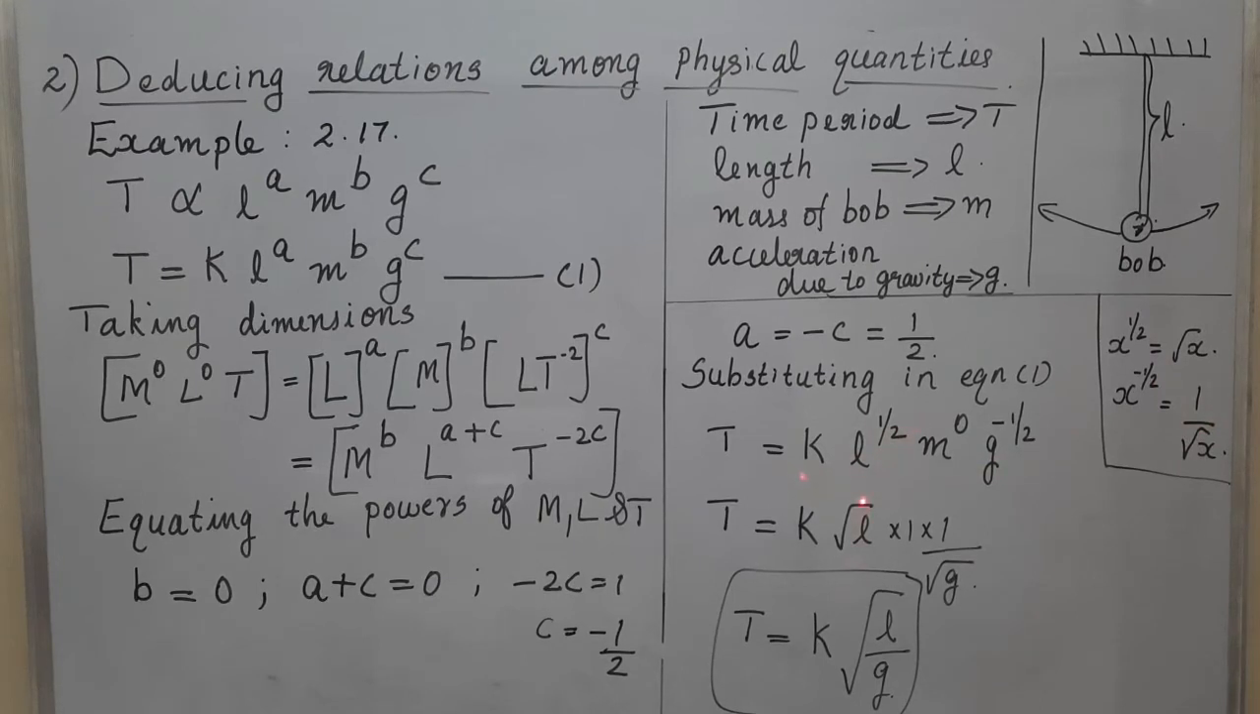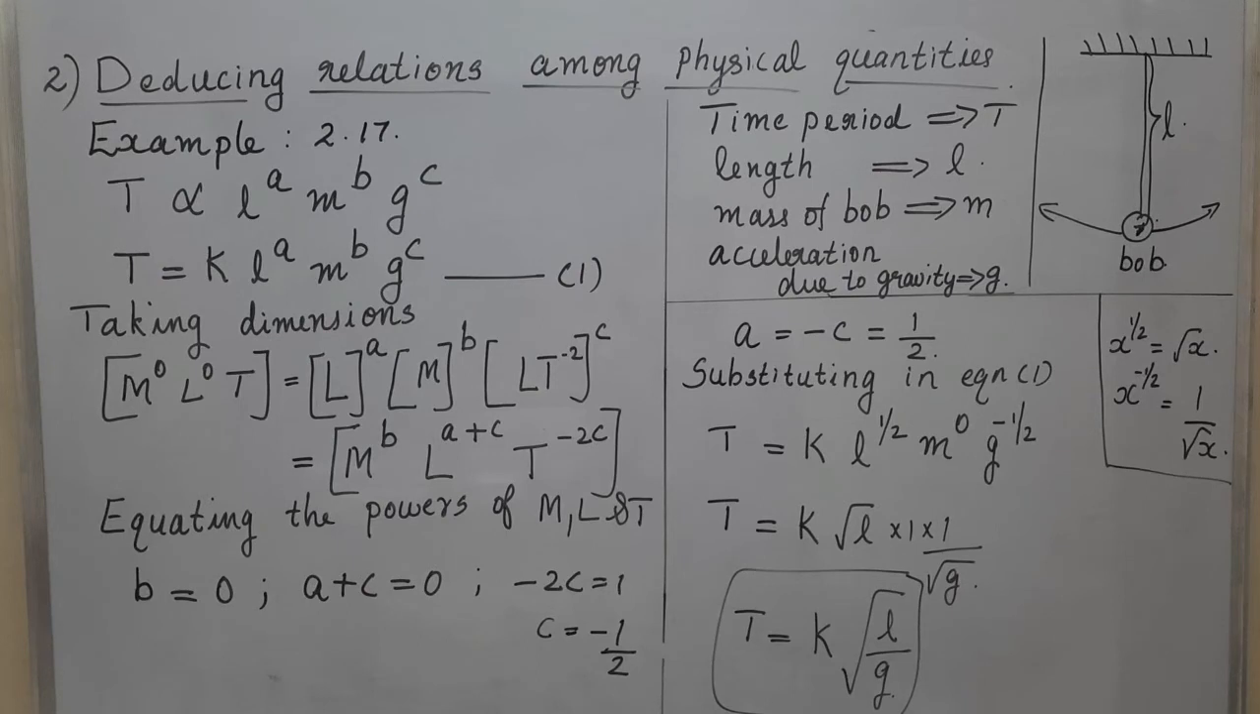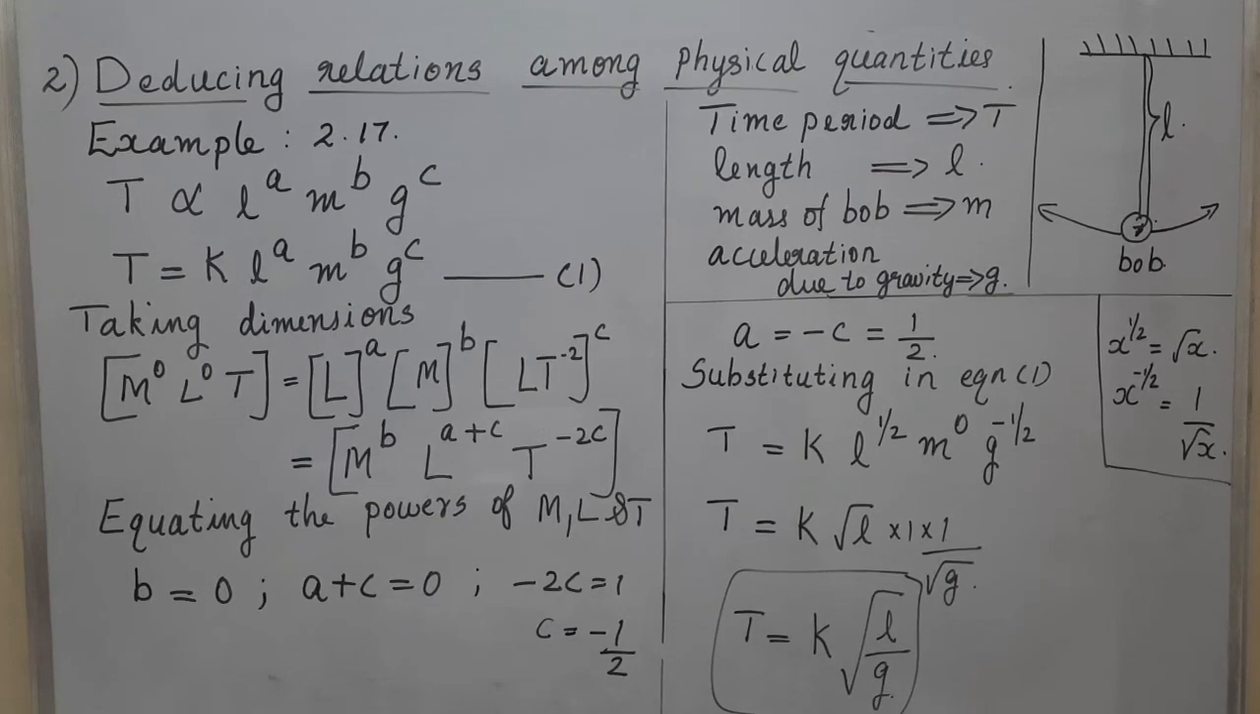So L raised to half means root L, and g raised to minus half means 1 by root g. Now just simplify it and write. So we have time period is equal to k into root of L by g. This is the expression for the time period of a simple pendulum. The actual equation is T equal to 2 pi into root of L by g. So it is somewhat the same equation. As I said, the real constants we will not come to know in the method of dimensions.